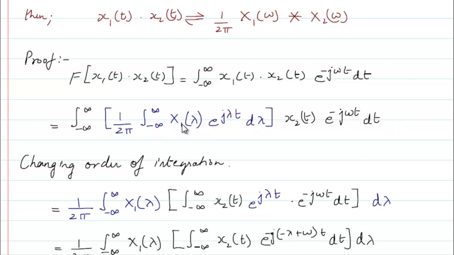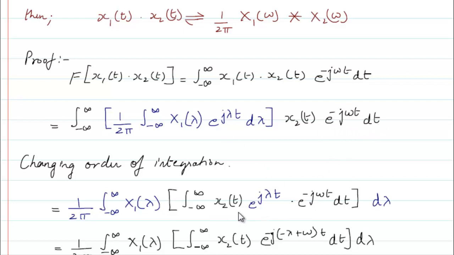Integration minus infinity to infinity X1 of lambda also I will take outside, along with 1 by 2 pi. So that portion I have taken outside. You can see this part in blue I have taken outside from here. This remains inside, and I bring the integration minus infinity to infinity. Then the x2 is there, this portion is there, e raised to power minus j omega t is also there, into dt.